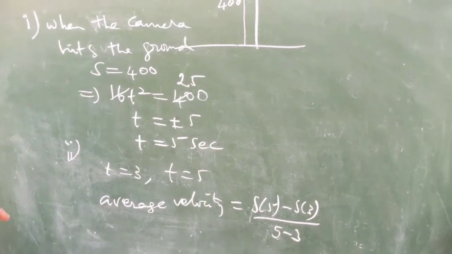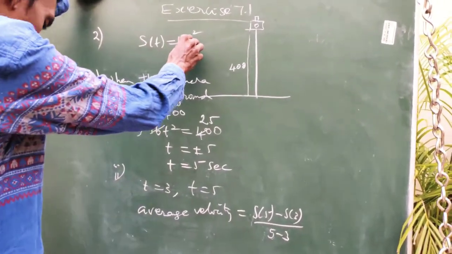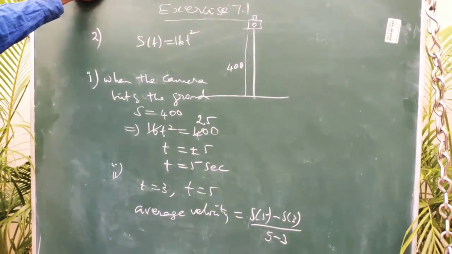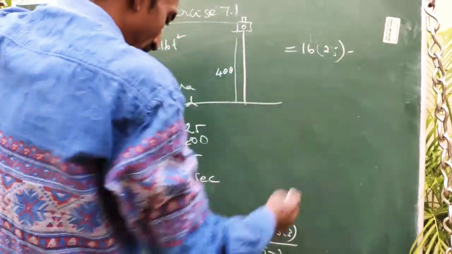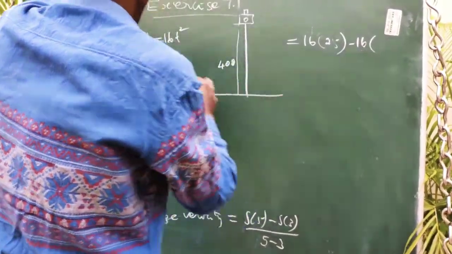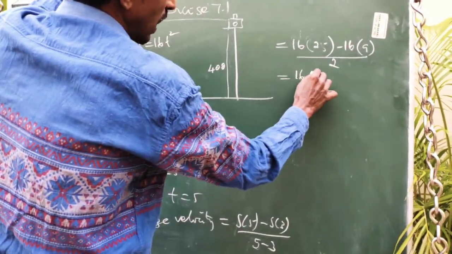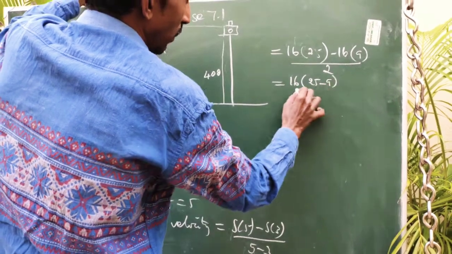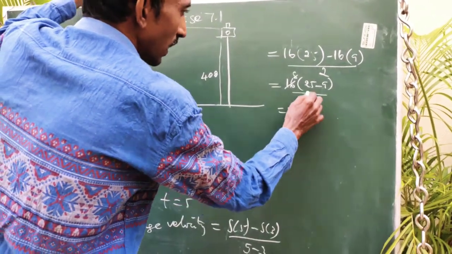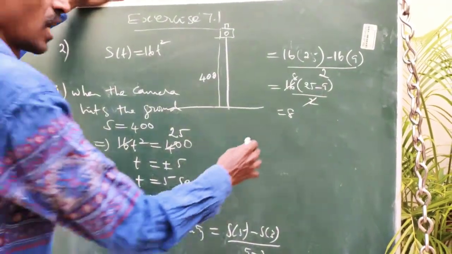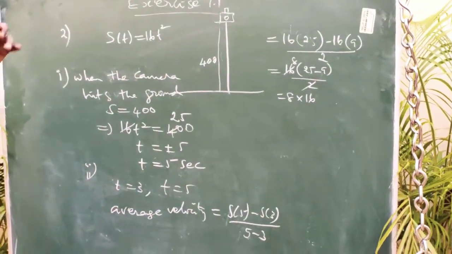Okay. So S of 5 means put t equal to 5 there. So 16 into 25 minus 16 into 3 square, which is 9, by 5 minus 3, which is 2. We can take 16 outside. So 25 minus 9, by 2, we can cancel. It is 8 times. So 8 into 25 minus 9, it is 16. Okay. So 8 16s are 128.